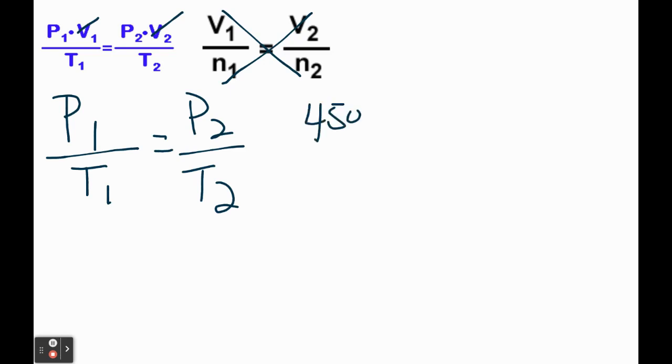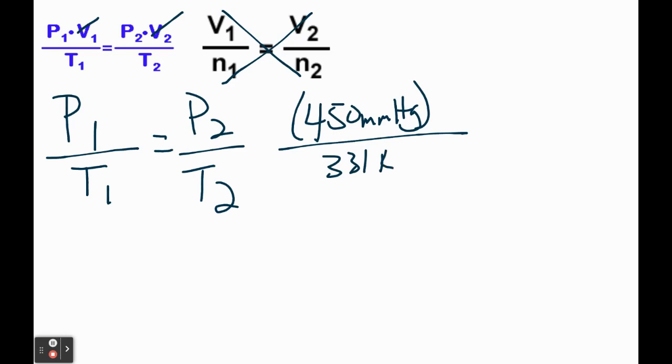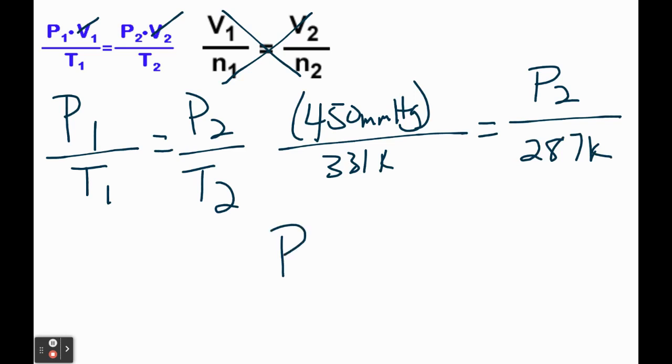We have 450 millimeters of mercury for P1 and 331 Kelvin for T1. We're looking for P2, and T2 is 287 Kelvin. So when you solve for P2, you should get 390.2 millimeters of mercury.